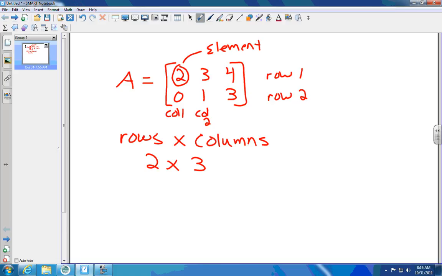A square matrix just means it has the same number of rows and columns. So it's 2 by 2 or 3 by 3 or 4 by 4. It's just a square matrix. And a zero matrix, all the elements are 0. And we'll use that later on in the chapter, but right now that's all you need to know about it. All elements are 0, and it can be any dimension. Zero matrices can be 6 by 6 or 2 by 5 or whatever.